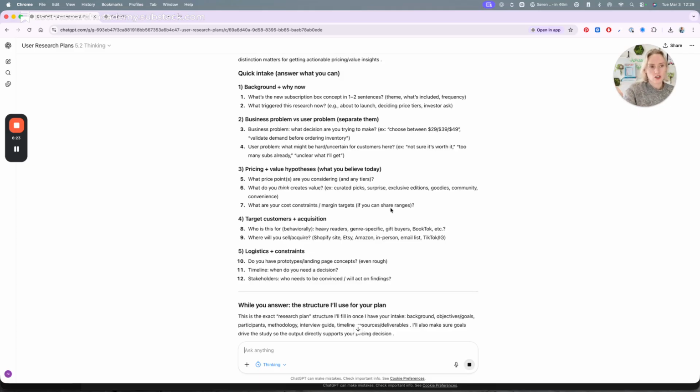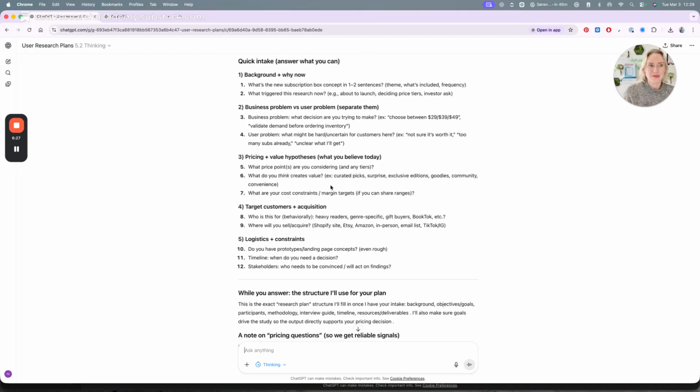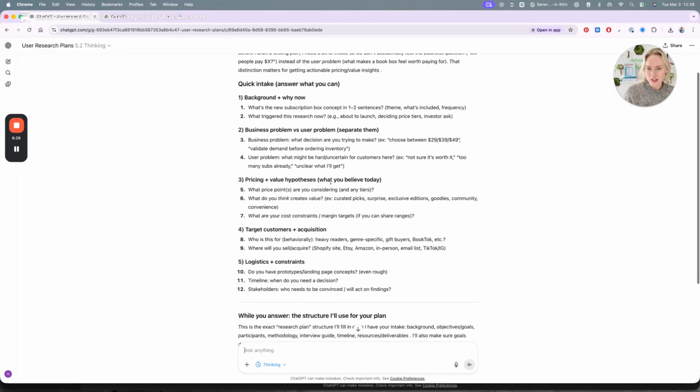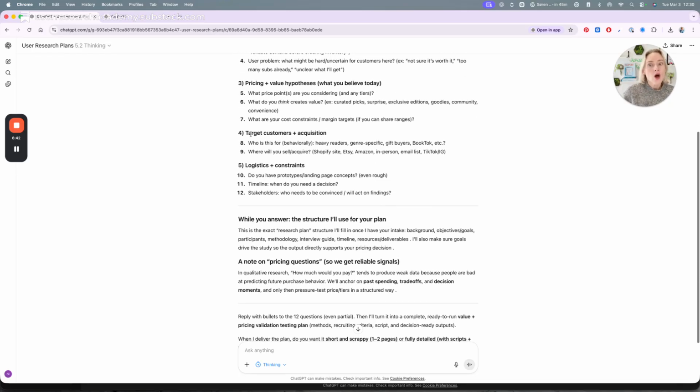So you could change the instructions. This isn't overwhelming for me because, again, I would hopefully be answering all of these in my original prompt. But we have things like business problems and user problems, and we've separated those two things. Why are we doing this research? What's the actual concept? Any hypotheses, maybe talking about who the target customers are, rather than somebody else telling you.